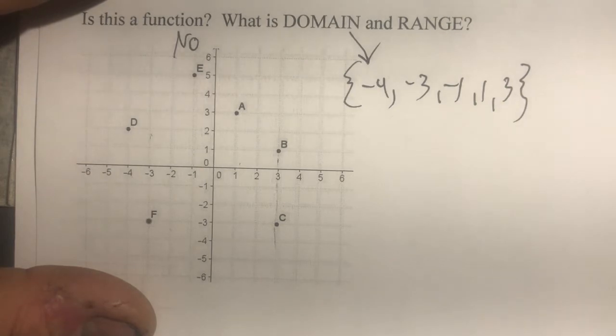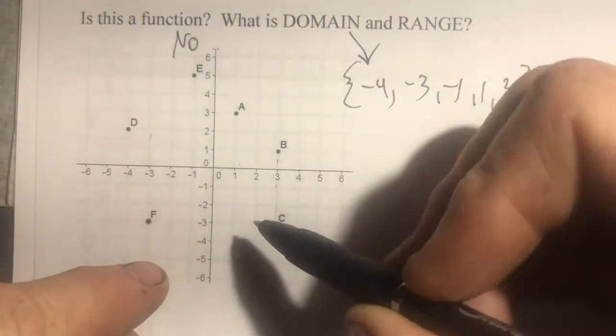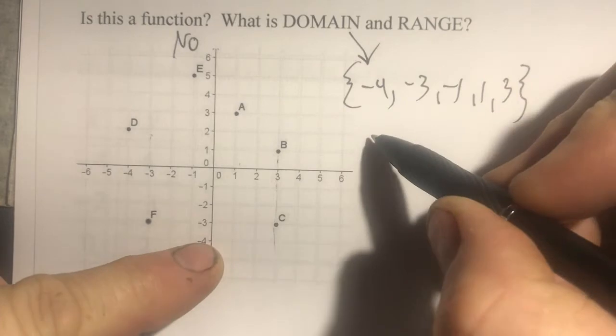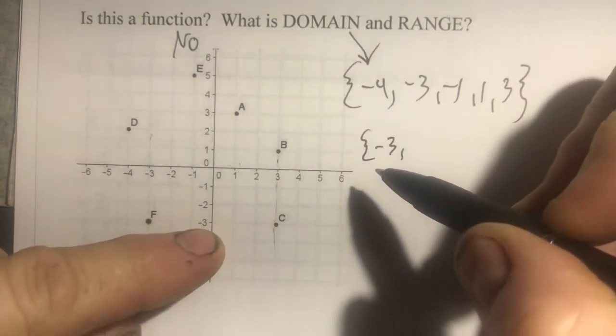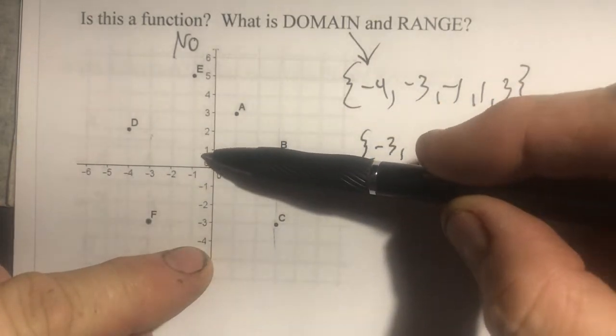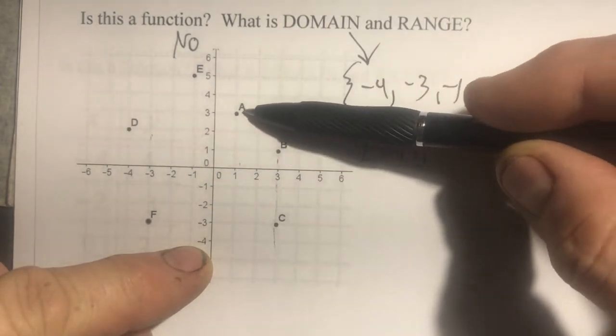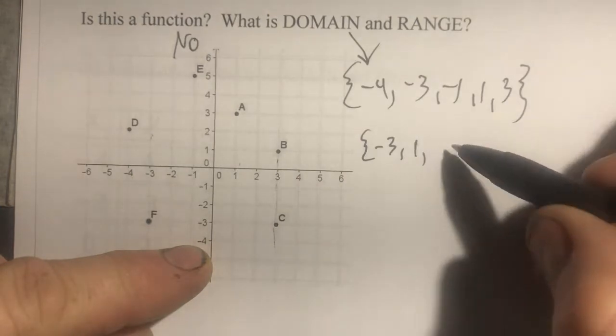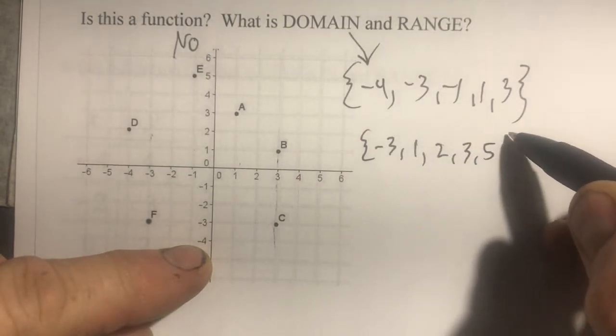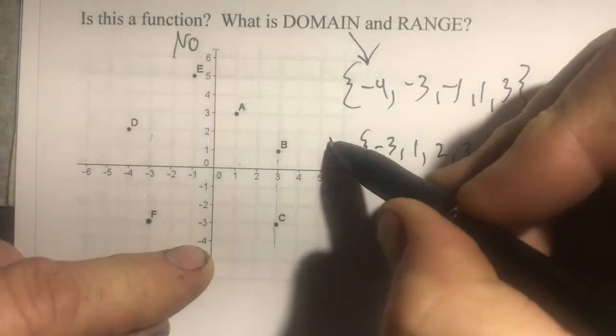Okay. What about my range? My range is up and down values. So like here, it looks like we've got 2 at -3. We only list them once. And then we've got one right here at 1. And then here's 2, 3, and 5. So there's my range. That's my range right there.